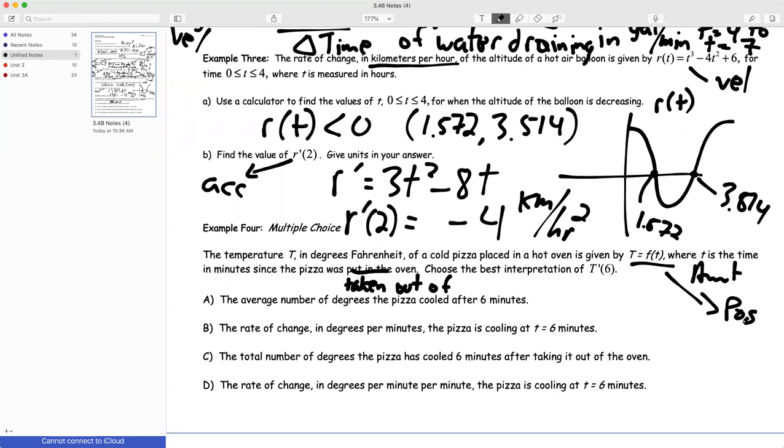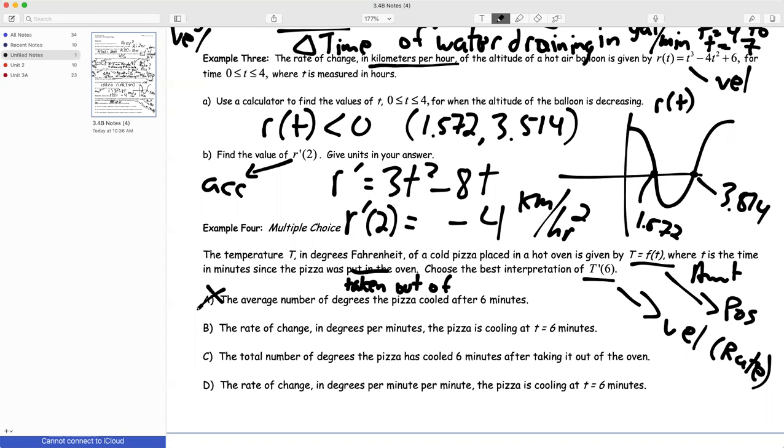They asked me to choose the best interpretation of T prime of 6. So my answer needs to be like a velocity or a rate. So let me read through the answer choices. The average number of degrees the pizza cooled after 6 minutes. That one's out. It's not an average. We're just finding the derivative, correct? Part B, the rate of change, in degrees per minute, looks good. The pizza is cooling at t is equal to 6 minutes. Well, that's going to be it, right? That's my answer. But let me go through the other two.